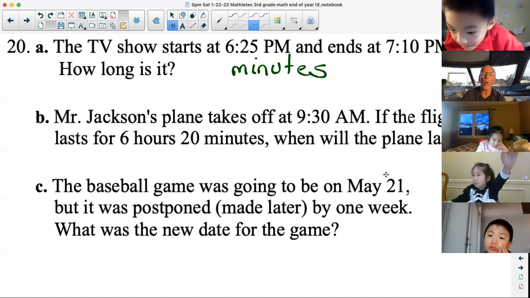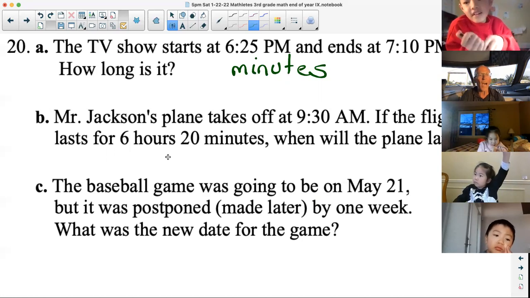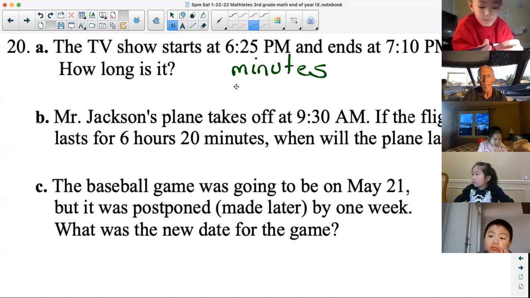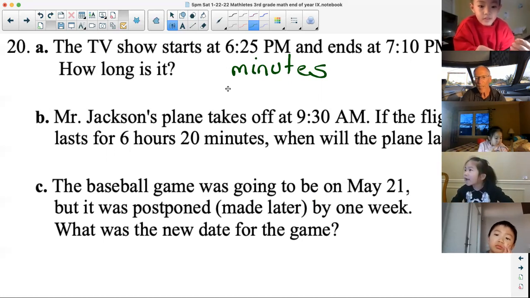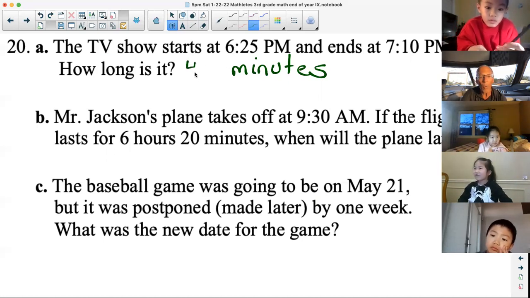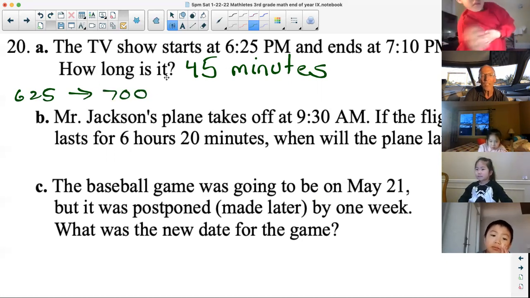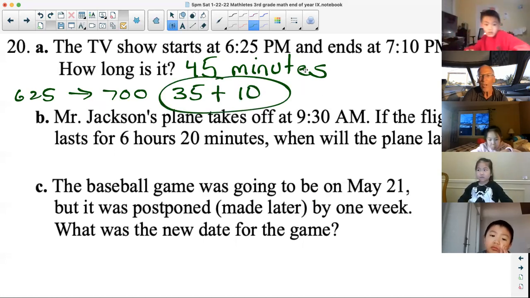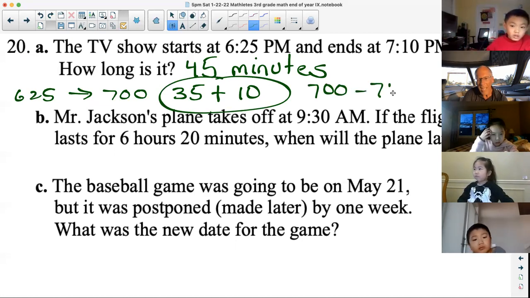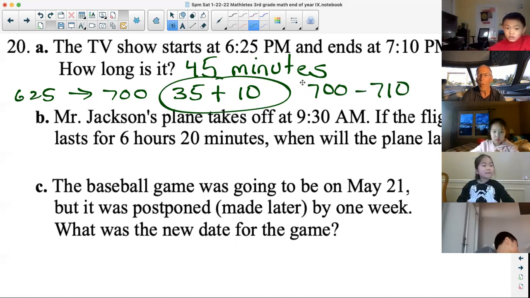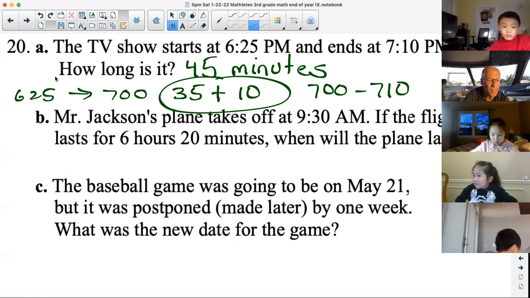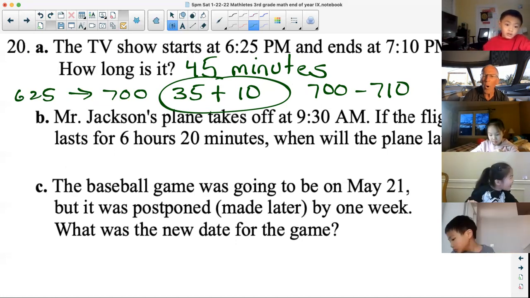Eleanor, do you know how many minutes it is from 6:25 to 7:10? 45. Wow. Yes, it is. Because everybody, from 6:25 to 7 p.m. is 35 minutes. And then we add that to 10 minutes, which is 7 o'clock to 7:10. And then we get 45 minutes. Did everybody else get that? Yes. All right.